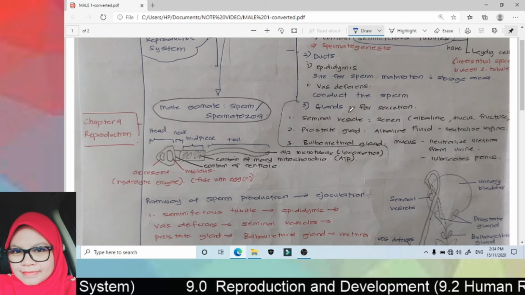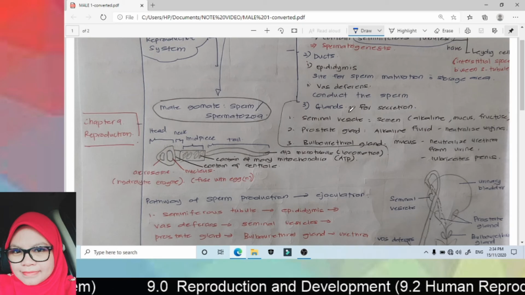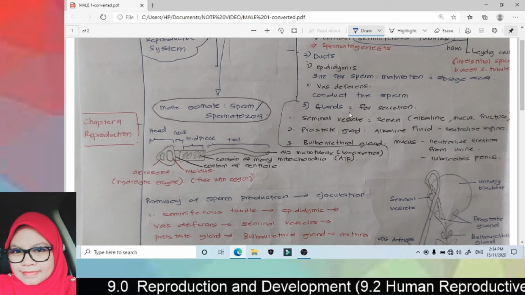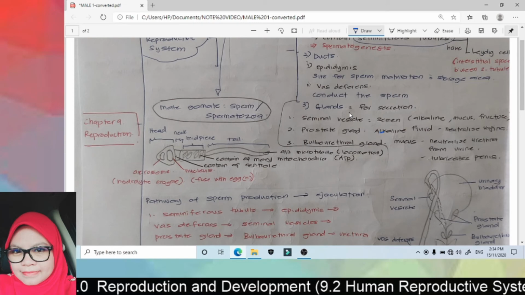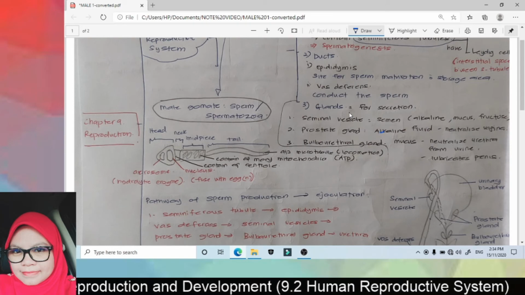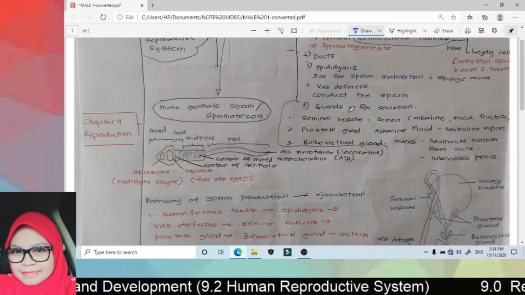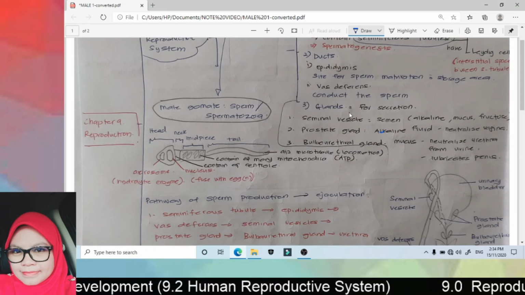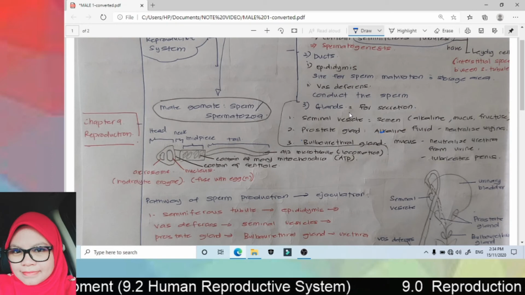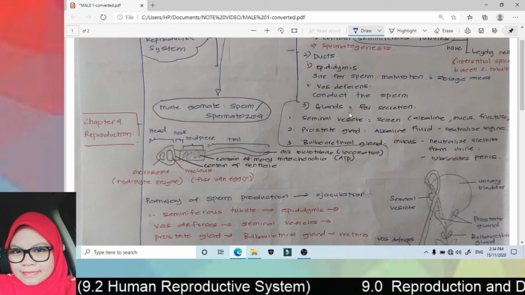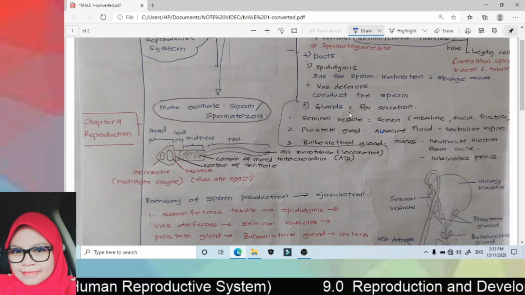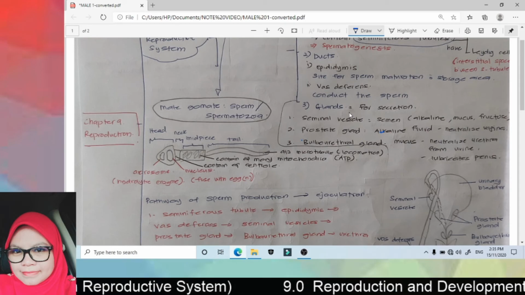And then the prostate gland. The prostate gland also will secrete an alkaline fluid. This alkaline fluid is to make sure they are able to neutralize the acidity of the vagina. And then the third one is the bulbourethral gland. This gland will secrete a fluid, mucus.